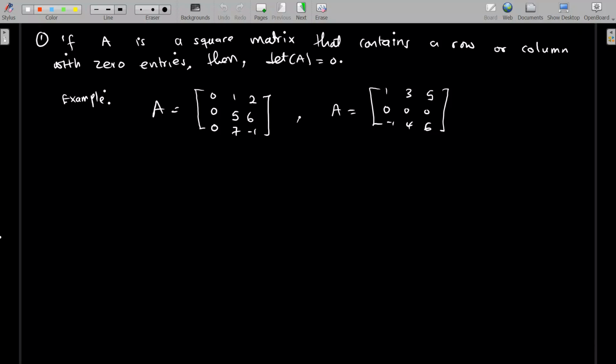Hi, so let's go through some properties of determinants, okay? If you've been following my lessons, you've started talking about matrices and now you're on the determinant function, and we've talked about how to find the determinant using cofactor expansion, and that's the formal definition of determinants. And now we are on properties of determinants, okay?